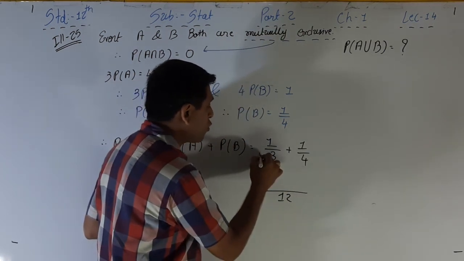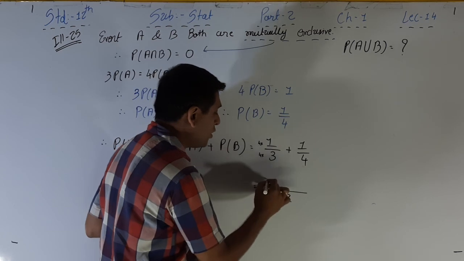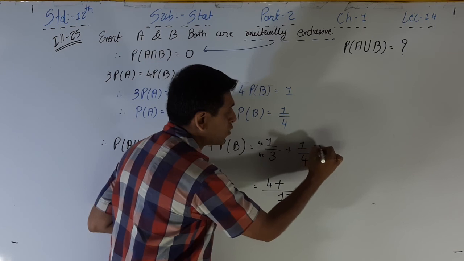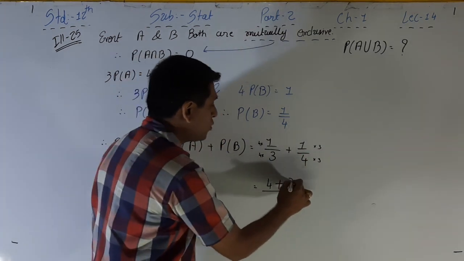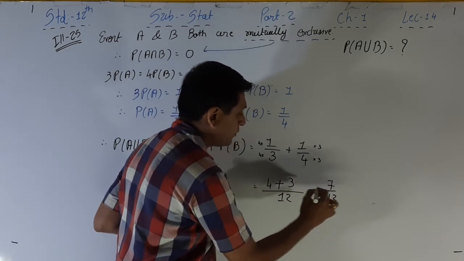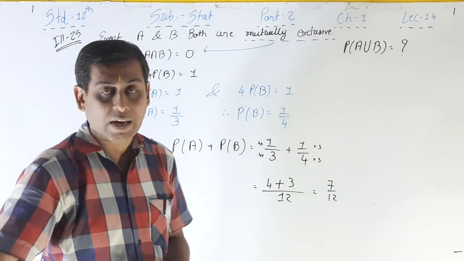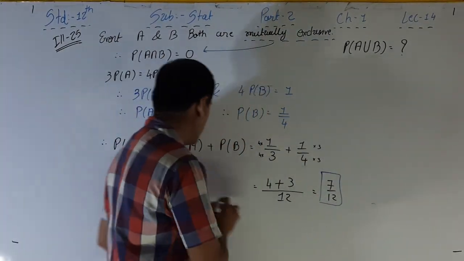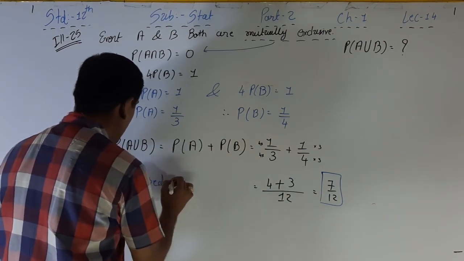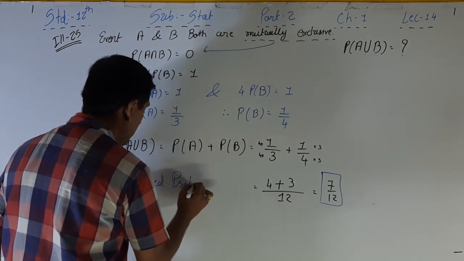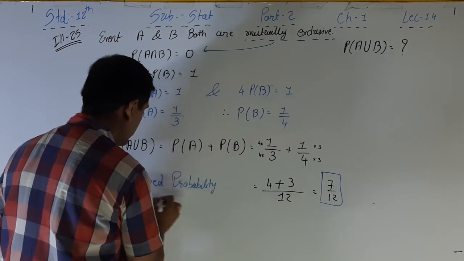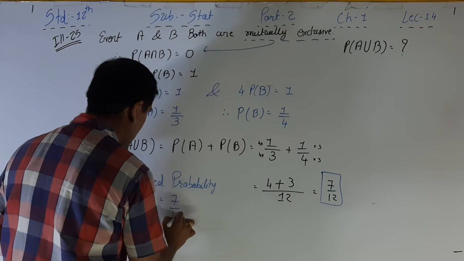3 fours are 12, that's why we have to multiply 4 here, so 4 also here, 4 ones are 4, plus here we have to multiply 3, that's why we have also multiplied 3 here, 3 ones are 3. So the answer is 7 by 12. 4 plus 3, that is 7 by 12. So we can say that, therefore, it is a compulsory 2 mark sum. Required probability is equal to 7 by 12.